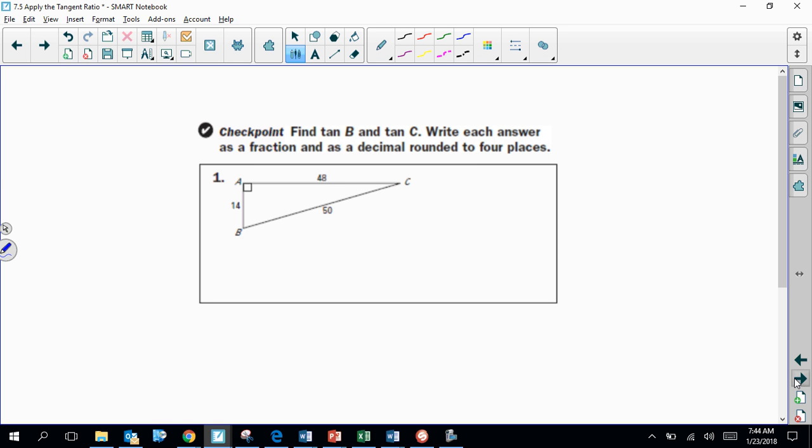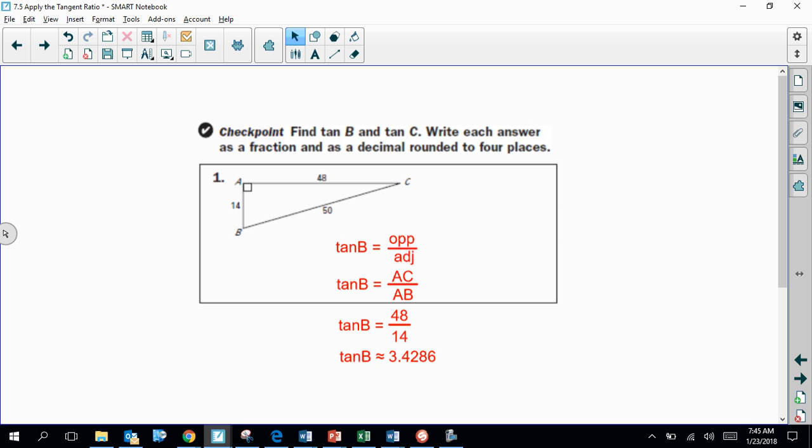Alright, hopefully you paused the video and you've done the practice problem yourself and see what we have. So we have two ratios for tangent that we could have, one from angle B and one from angle C. So here's the ratio that we get for angle B. Again, opposite over adjacent, AC over AB, which simplifies to be about 3.4. Then we go to tangent for C, which again is opposite over adjacent, AB over AC, which simplifies to be about 0.3.